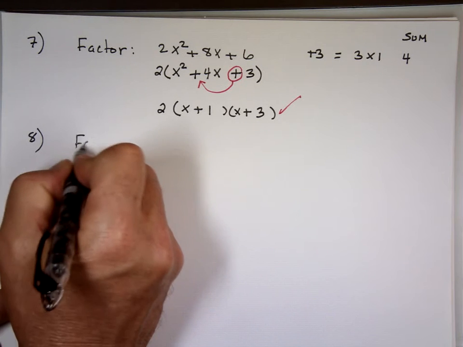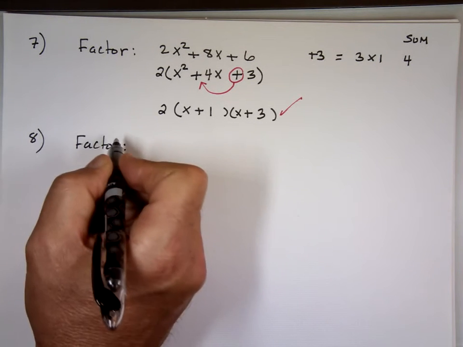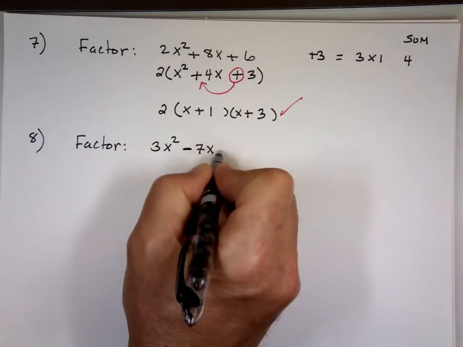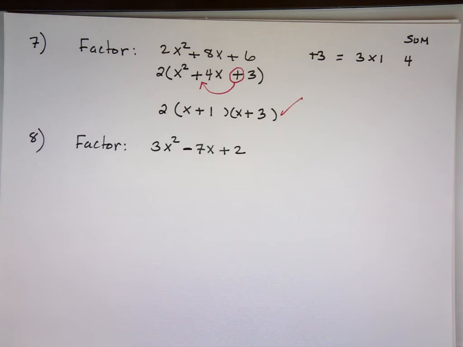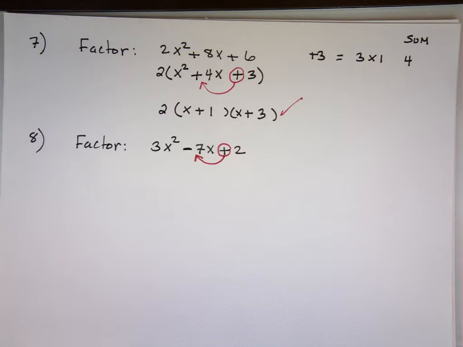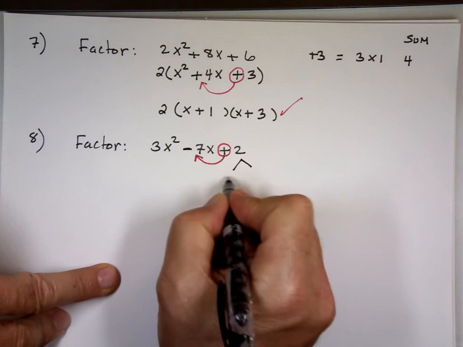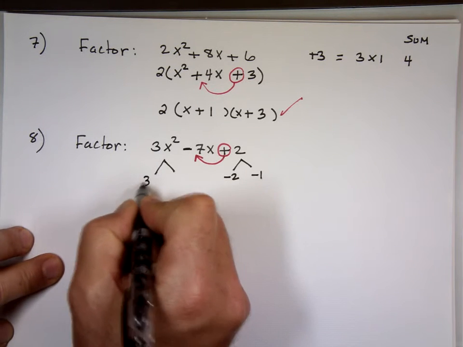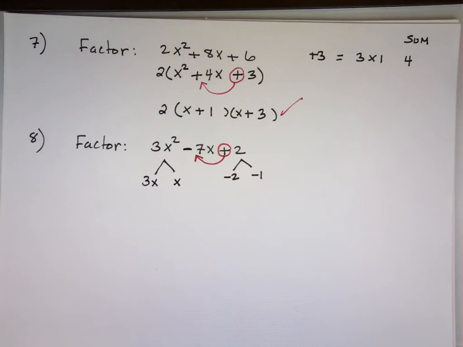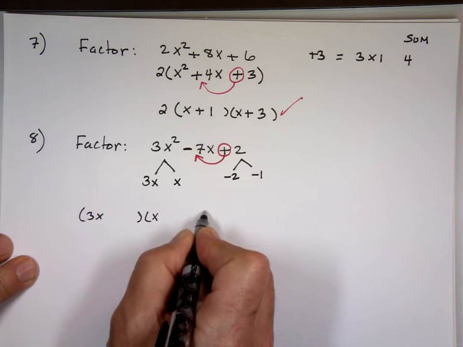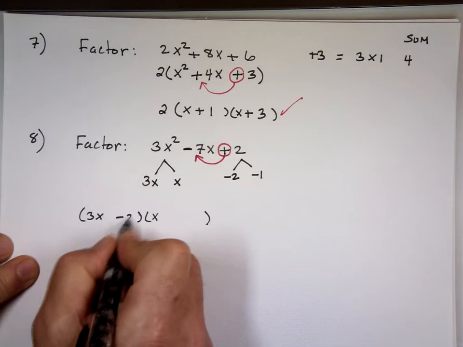Again, factor completely. 3x squared minus 7x plus 2. This sign is positive. That tells me both signs are the same. Both would be negative. So to get a 2, I'm going to have negative 2 times a negative 1. That's the only way to get a plus 2 using negative numbers only. And 3x squared is 3x and 1x. Let me try the first one. I'm going to try 3x and x. Put a negative 2 here, put a negative 1 here.